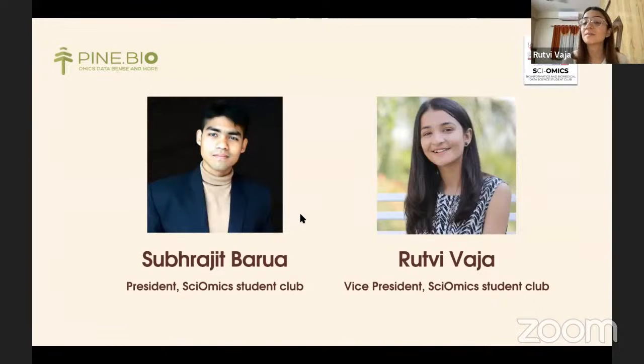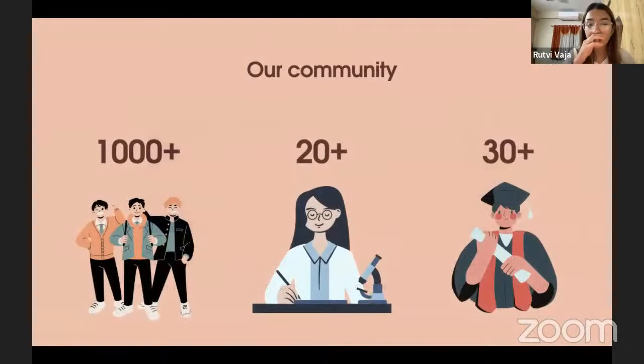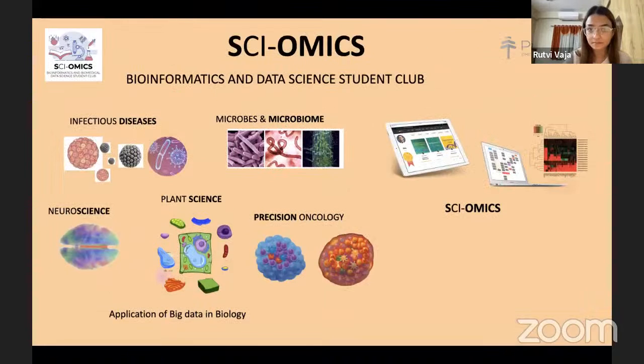Today we will be discussing how to ace a first presentation. Shubhajit Barua, who is the current president of Sci-Omics Student Club, and I myself, Ruthvi, the vice president of Sci-Omics Student Club. Our community consists of more than 1,000 students, 20-plus researchers and clinicians, and faculties, mentors, and peer reviewers to guide us about how to move forward and how to enrich our student community.